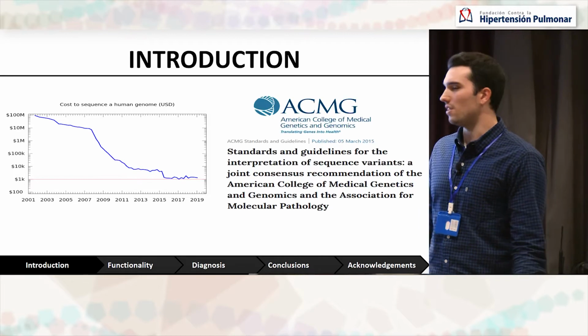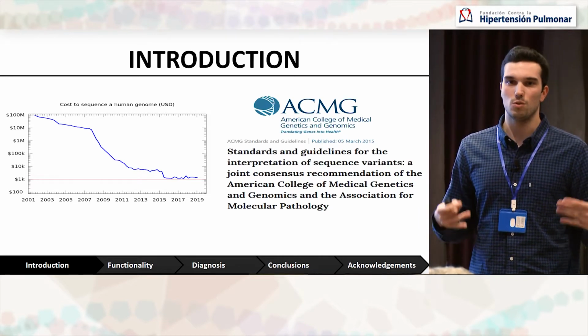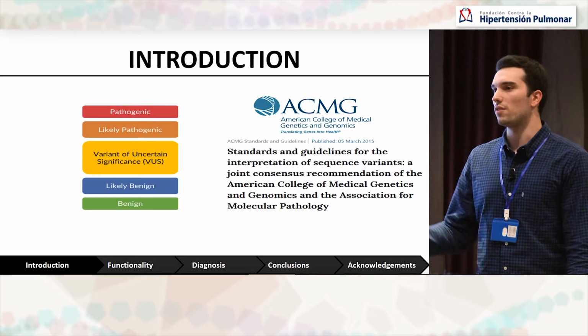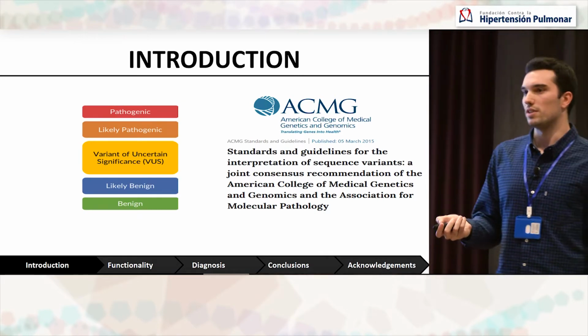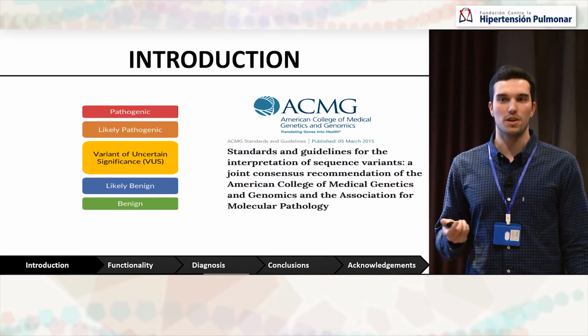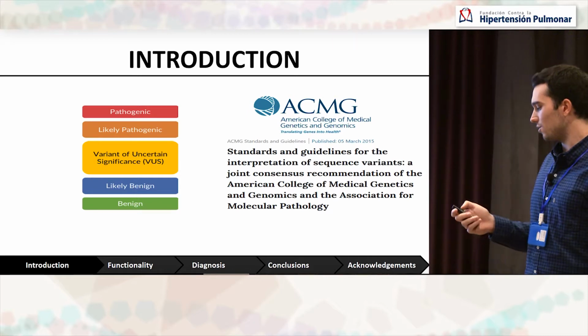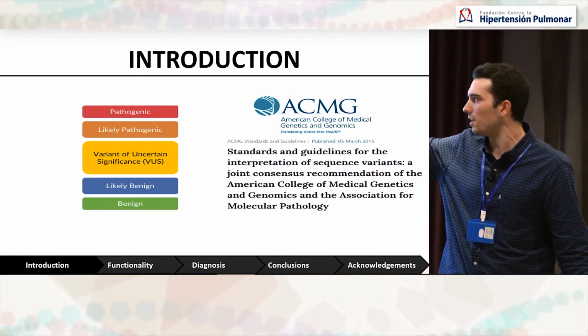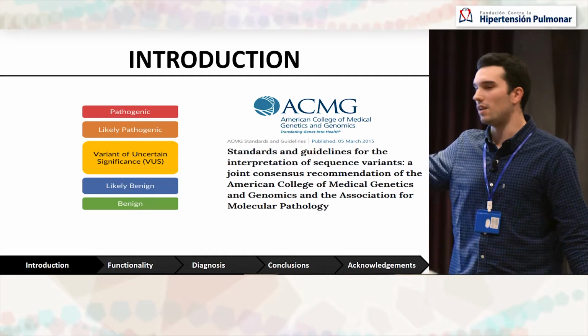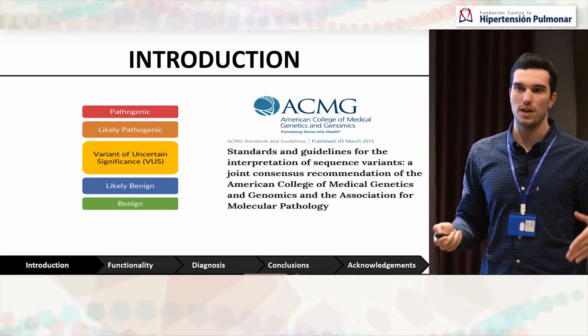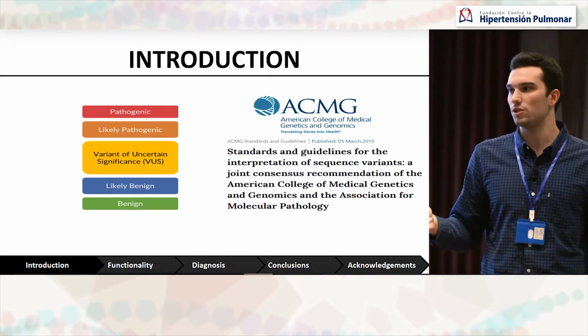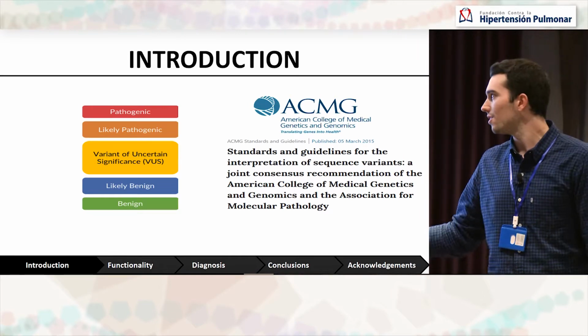The ACMG did an amazing work providing us with the tools to classify the mutations into pathogenic, likely pathogenic, variants of uncertain significance, likely benign and benign. But still, we have issues, especially with those in the middle, with likely pathogenic, VUS, and likely benign. Here is where functional studies play a major role in pushing these mutations into either pathogenic or benign.